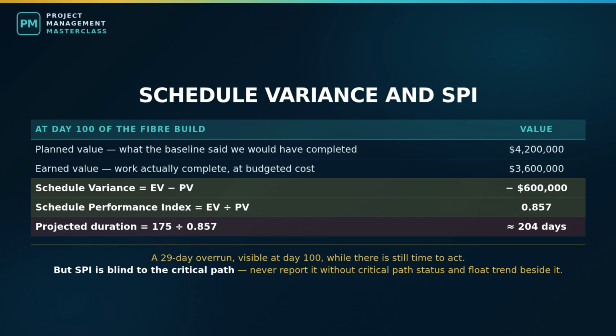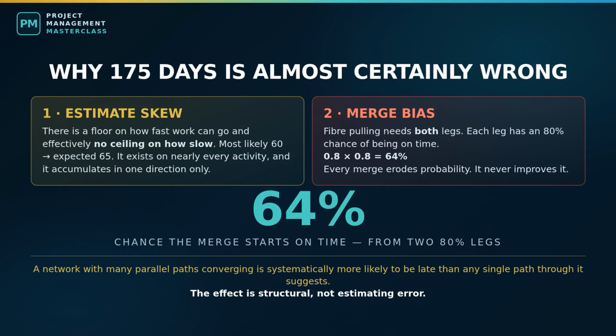So never report the Schedule Performance Index alone. Always pair it with critical path status and float trend. The index tells you how much work is getting done. The critical path tells you whether it is the work that matters. Now let me tell you why your 175-day schedule is almost certainly wrong, even though every calculation we did was correct. Everything we computed is deterministic. Each activity got one number. But no activity in the real world has one duration.